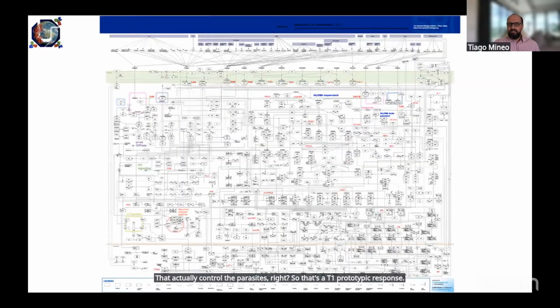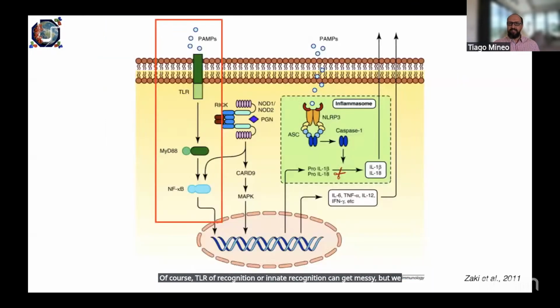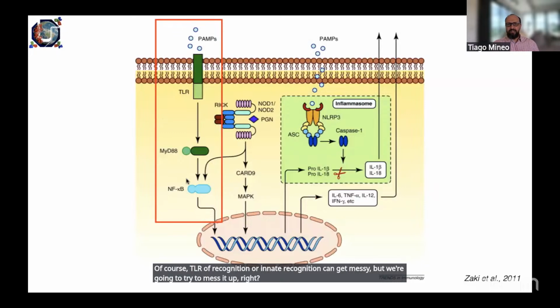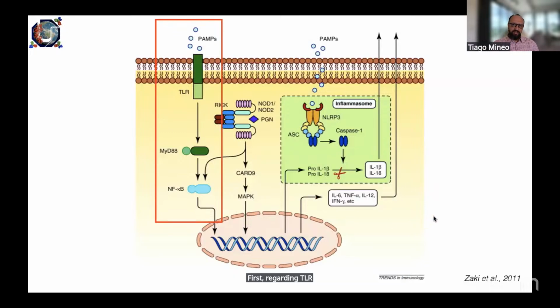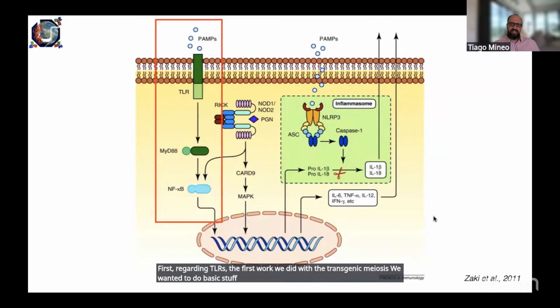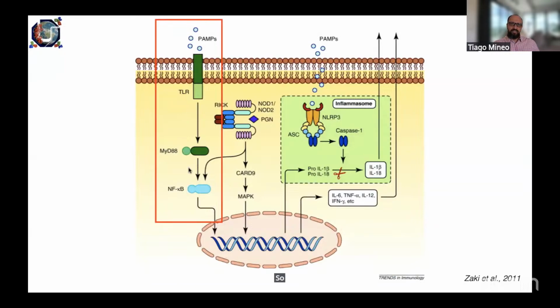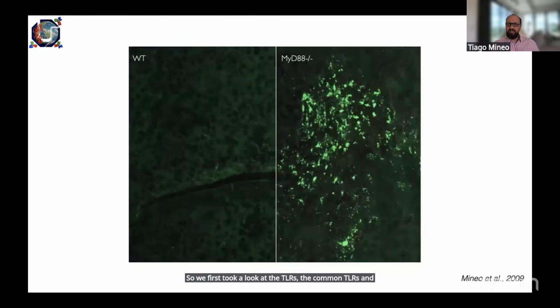Of course, TLR recognition or innate recognition can get messy, but we're going to try to mess it up. First, regarding TLRs, the first work we did with the transgenic mice is we wanted to do basic stuff and just check if the innate pathways that we thought were acting against Neospora were actually in place. So we first took a look at the common TLRs and MYD88. We saw the MYD88 mice had a ton of parasites growing in their tissues. The mice were very susceptible.